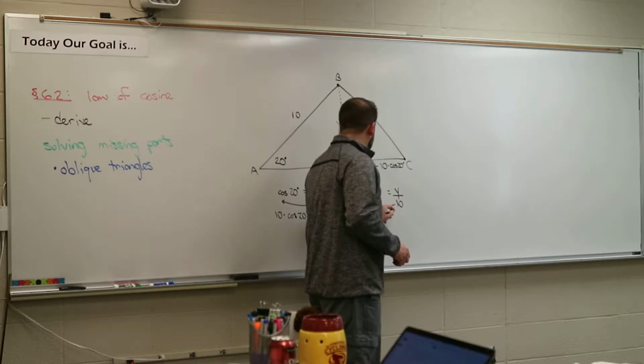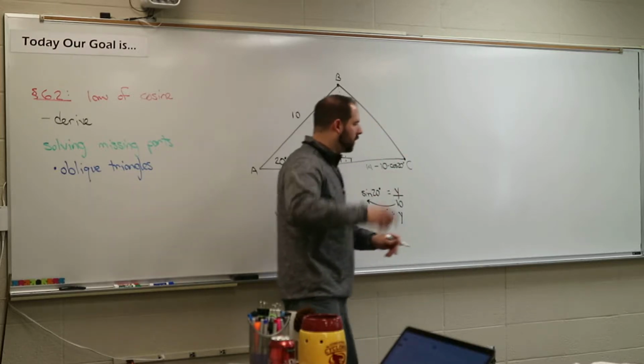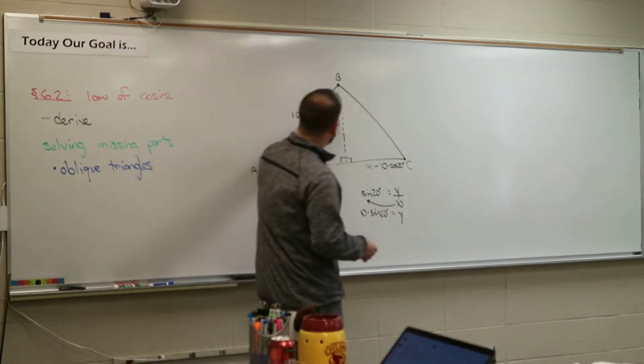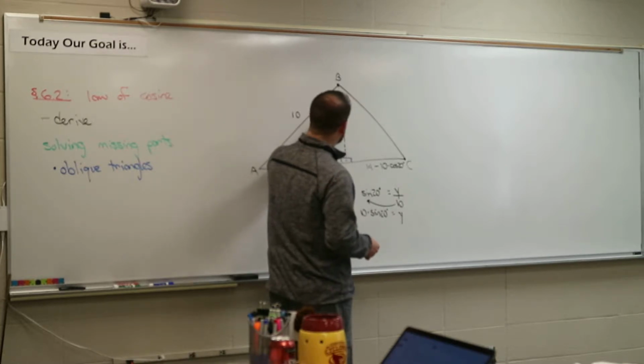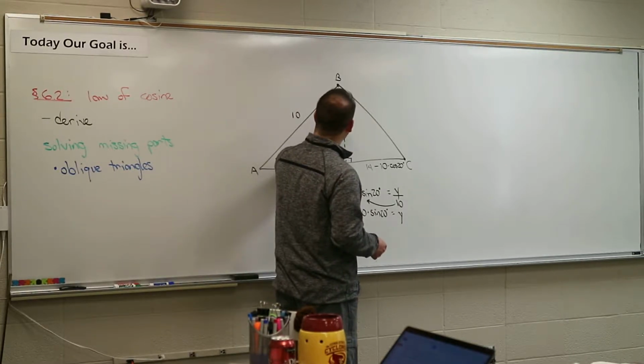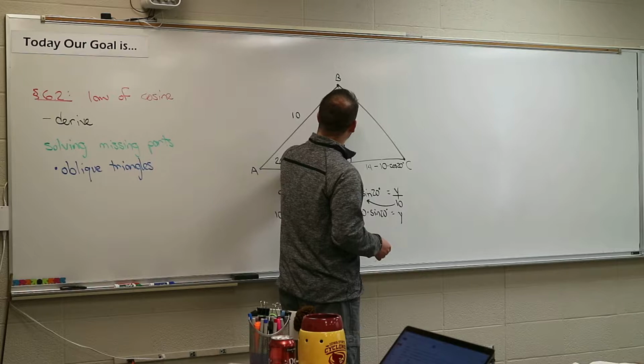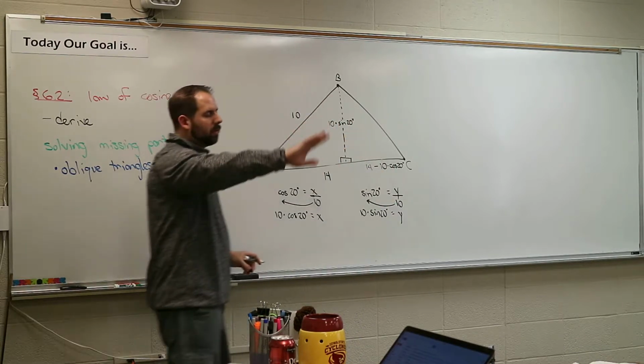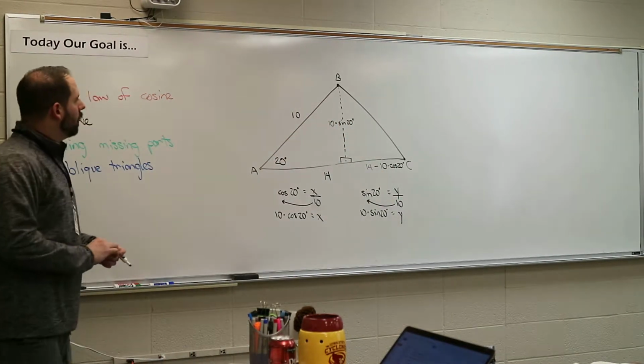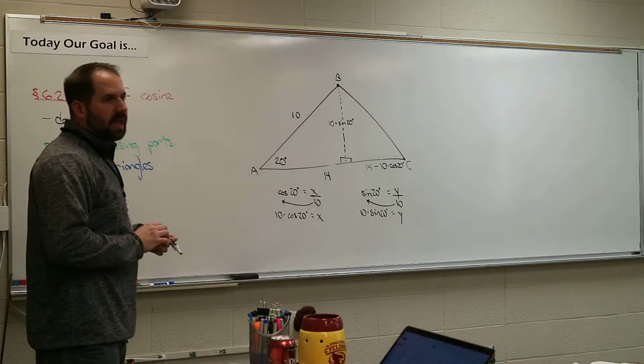Now, there's a purpose why I'm doing this. I'm going to show you here in a second. But this number right here is 10 times the sine of 20 degrees, which is 3.42. I don't want to know. Okay, does everyone have the parts labeled?